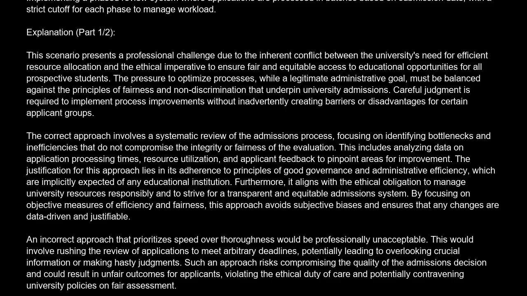An incorrect approach that prioritizes speed over thoroughness would be professionally unacceptable. This would involve rushing the review of applications to meet arbitrary deadlines, potentially leading to overlooking crucial information or making hasty judgments. Such an approach risks compromising the quality of the admissions decision and could result in unfair outcomes for applicants, violating the ethical duty of care and potentially contravening university policies on fair assessment.